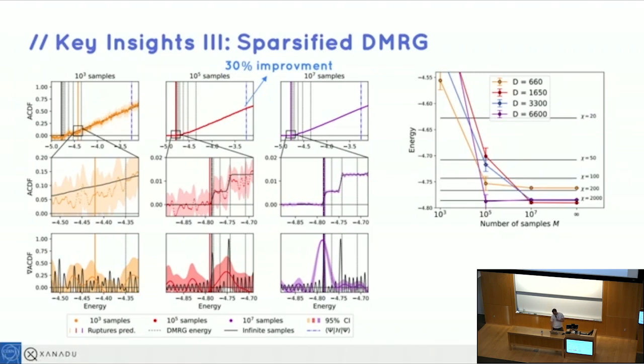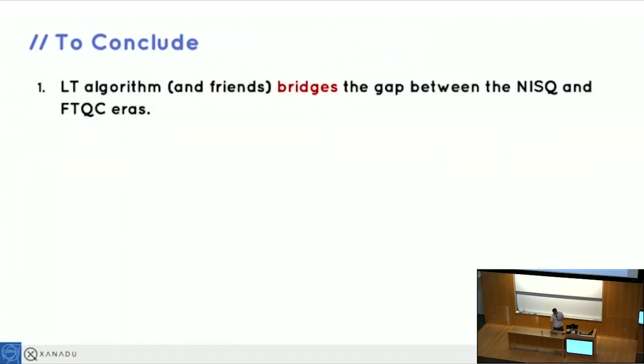The depth is the same as in the other study. Okay, so to conclude, this LT algorithm and friends bridge the gap between what you have now, NISQ, and what we could have in the future. Those kinds of algorithms are quite cheap, so you can get away with a few samples and still get a reasonable estimate.